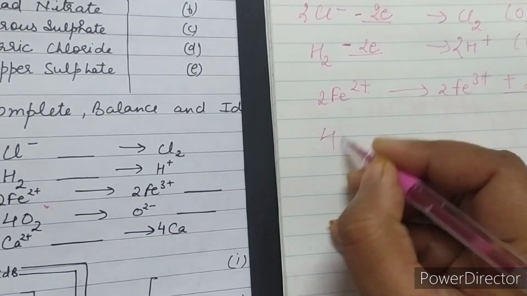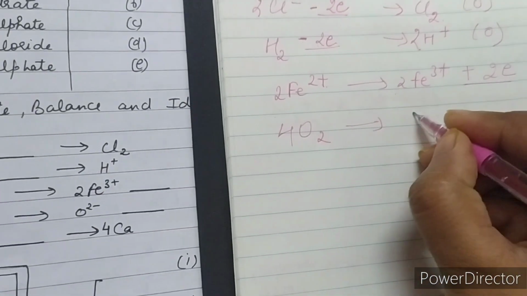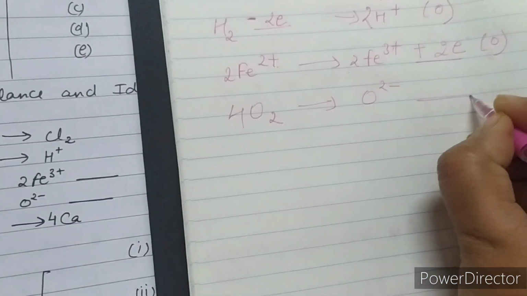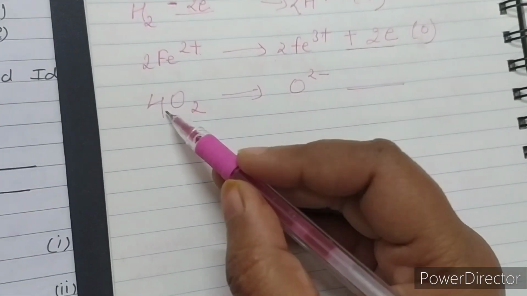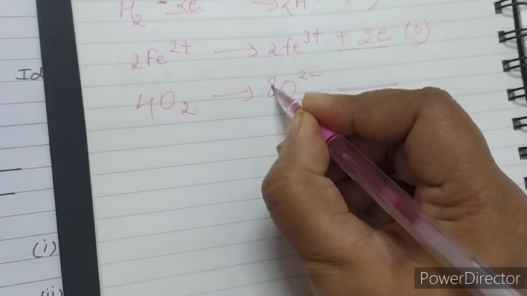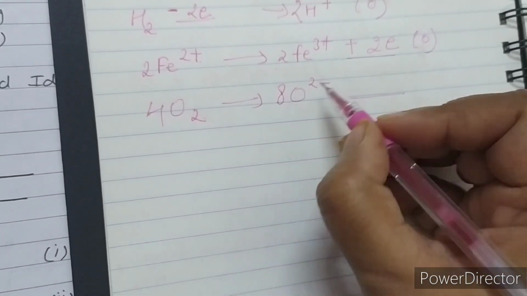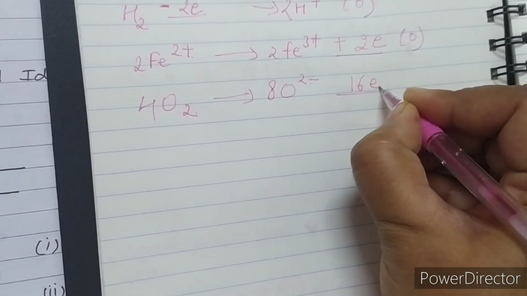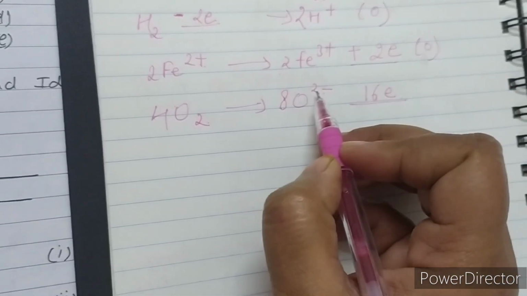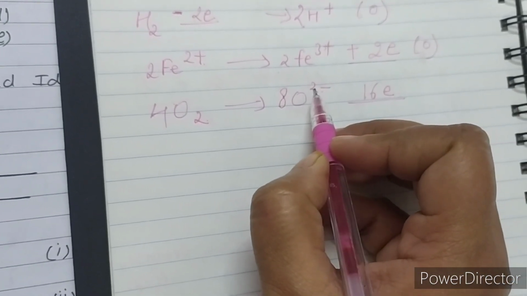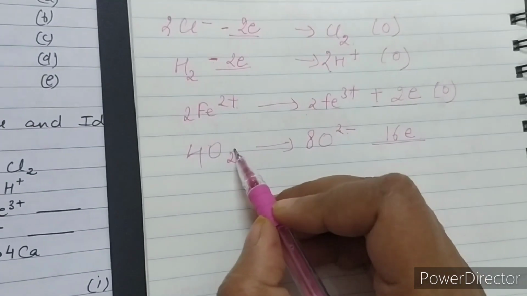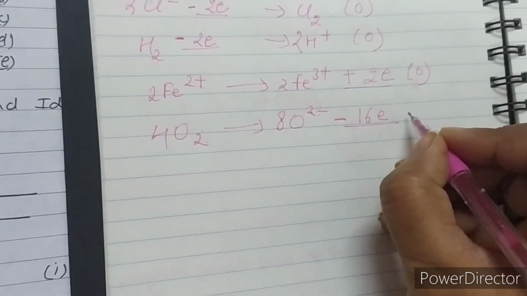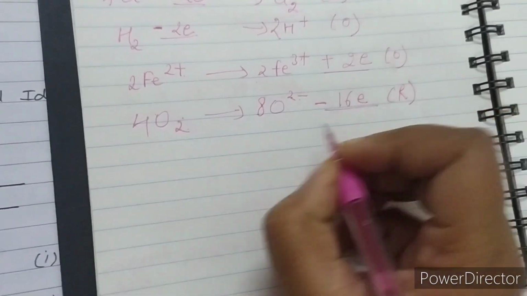Next is 4 oxygen, which will give you O2 negative. Now here the number of atoms is 4 to the 8, so we'll write 8 here. The number of electrons involved is 16, 8 to the 16 electrons. Here the negative charge is increasing. Increasing means that is reduction. Reduction means positive on the left side and minus on the right side, that is reduction.